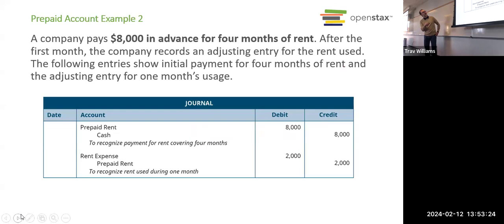Okay, here's another example. We paid for 4 months of rent, paying $8,000. That's how much per month?